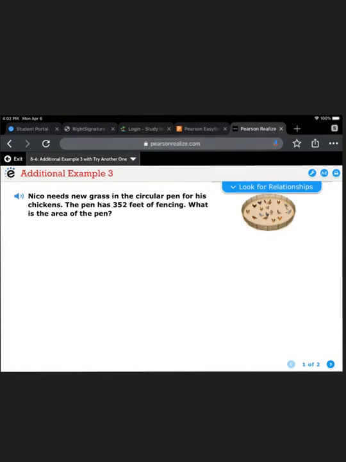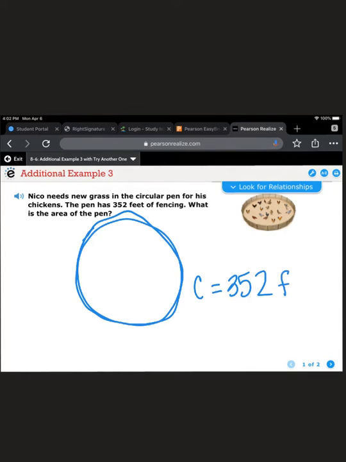So here is a problem from the Envision textbook, and it's an example problem, so it's probably worked out in the textbook, but we're going to work that out together here. Nico needs new grass and a circular pen for his chickens. The pen is 352 feet of fencing, so what that means is the fence goes around. So they're telling us the distance around the circle, so that means they must be telling us the circumference, because that's how much fencing goes around it. And they're asking us to find the area.